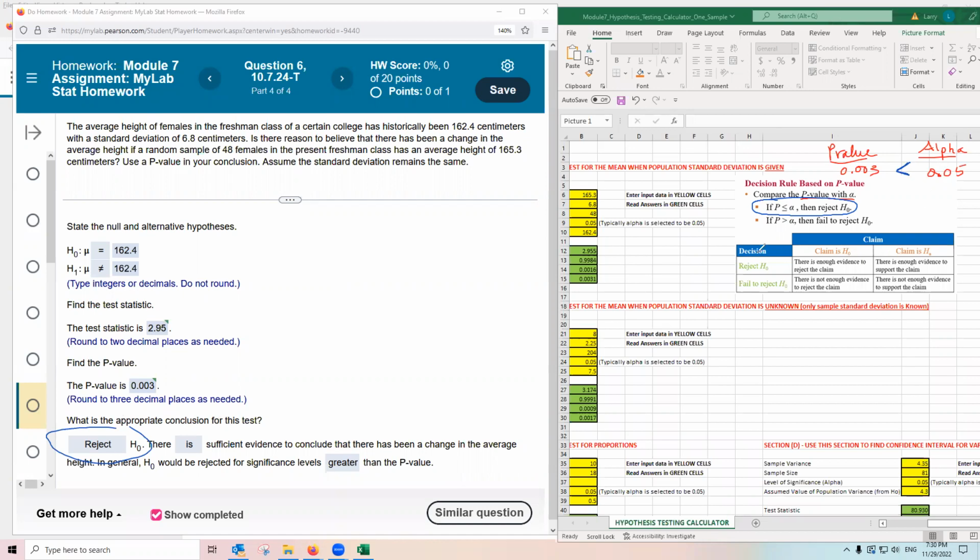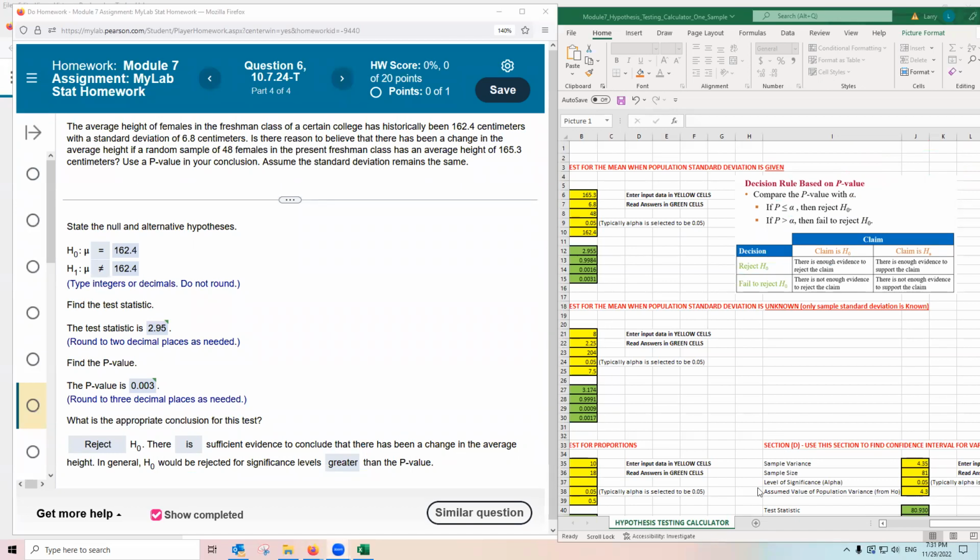And if you notice here, when you reject the null hypothesis, there's enough evidence. I'm going to say there is sufficient evidence to conclude there has been a change. So if you reject the null, that means you're really going to find in favor of the alternative. That means there has been a change. And H sub 0 would be rejected for significance levels greater than the p-value, right? All right, so in this example, we use section A in the calculator.